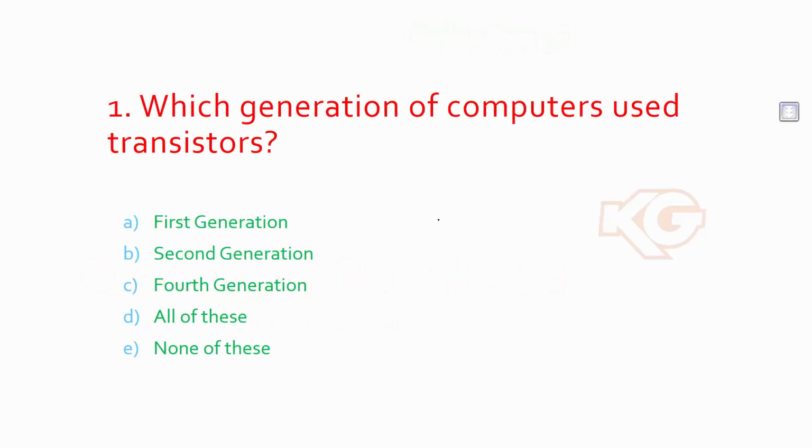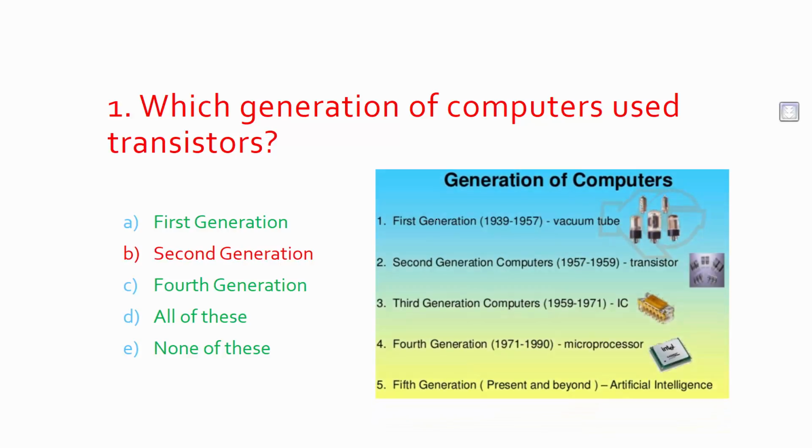The first question is, which generation of computers used transistors? The options are below: first generation, second generation, fourth generation. You can see the answer is second generation. More details are provided over here.